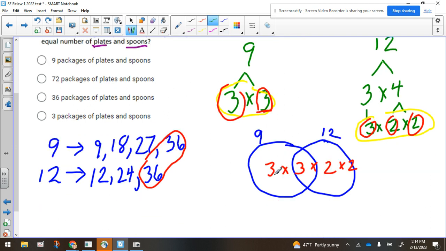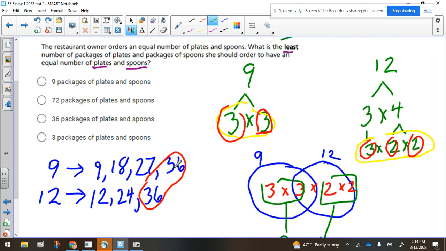So if I were to chunk this up, this times this is 9, and this times this is 4. And if I do 9 times 4, do I still get the same thing I got over here? And the answer is yes, we do get the same thing. So hopefully you can clearly see what the right answer is there, and you'll go ahead and bubble that in.